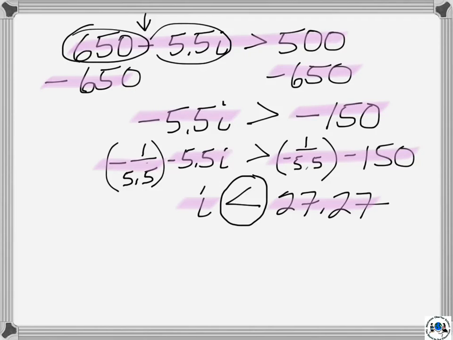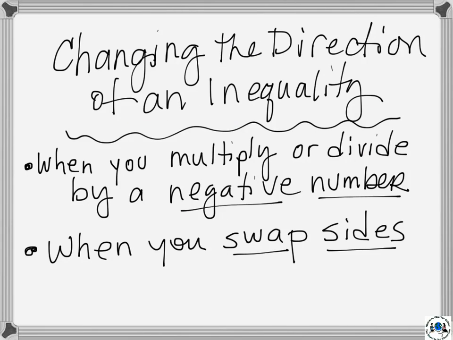Okay, and let's just take a look over here. So there are two different occasions where you would change the direction of an inequality. One of those, and this is the example that we just had here, is when you multiply or divide by a negative number, and that's to get your variable down to 1 unit. Or when you swap sides.